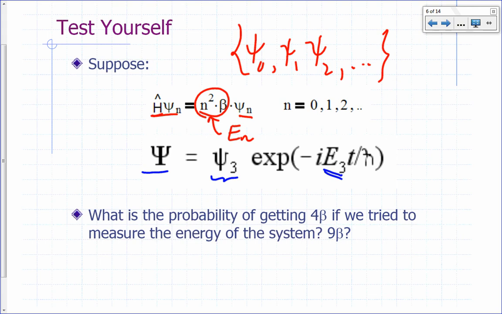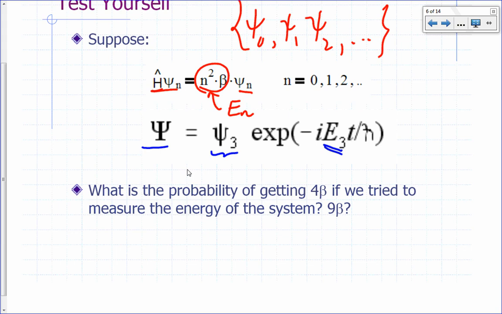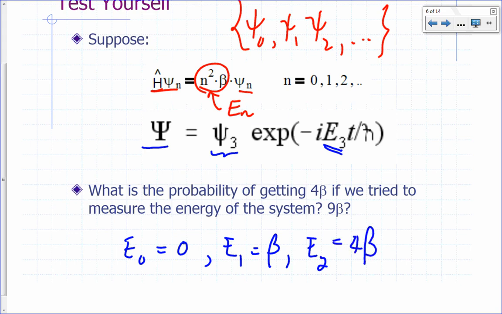What would be the allowed energies for the system? What is E0? 0. What is E1? 1 squared beta, so that's going to be beta. What is E2? 2 squared beta, so that's 4 beta. What is E3? 3 squared beta, which is 9 beta, and so on and so forth.